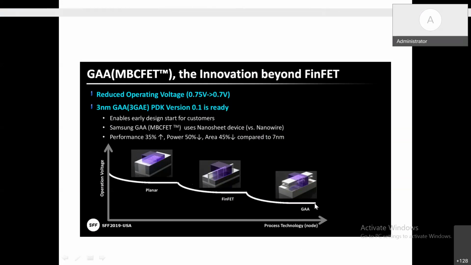0.3 volts we are at here, whereas we were talking about 1 to 3 volts with respect to planar MOSFETs. So, reducing operating voltage.